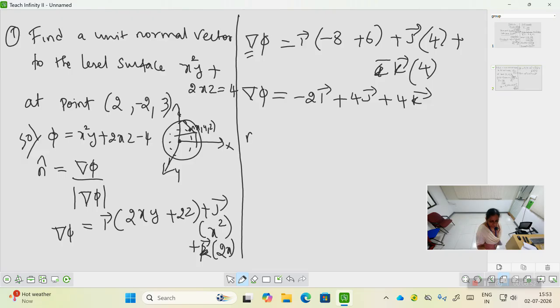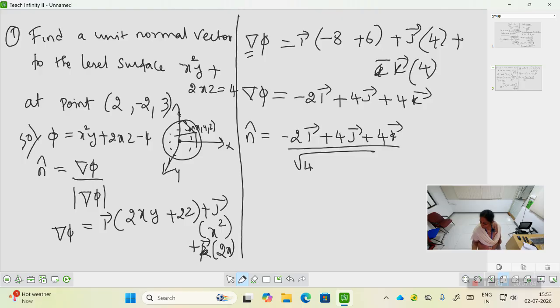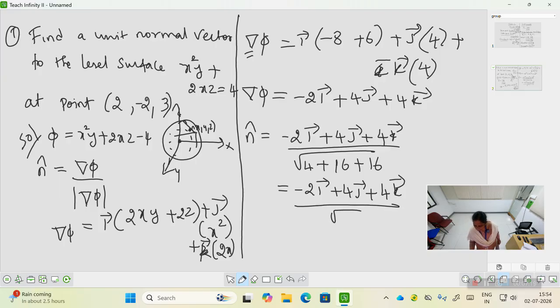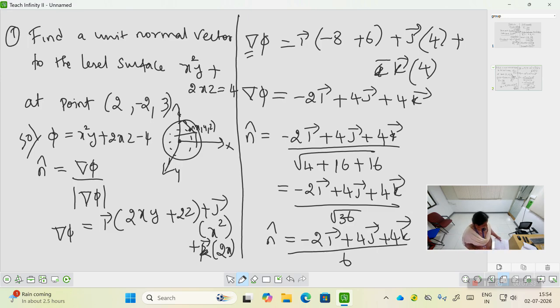Now I'll go to n cap. So what is the formula for n cap? As everyone knows, minus 2i plus 4j plus 4k, whole thing divided by square root of 4 plus 16 plus 16, which gives minus 2i plus 4j plus 4k divided by 36. Finally I'm going to get that unit normal vector, which is very, very important for every graphs, constructions, for everything. So divided by 6. So this is the respective normal vector for this problem.